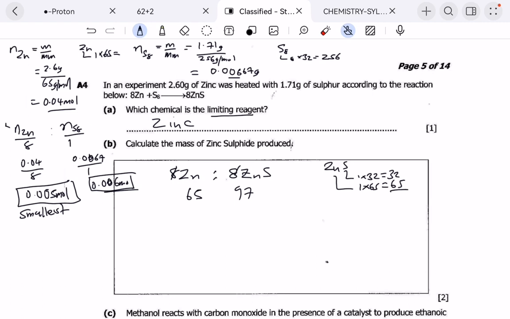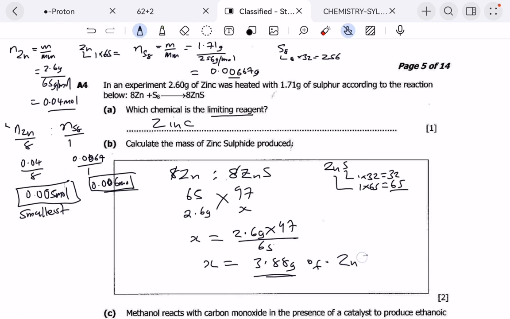The mass of the limited reagent in this case was 2.6 grams, then X. So we do the math, and therefore X becomes 2.6 grams times 97 divided by 65. And therefore the X is 3.88 grams of zinc sulfide.